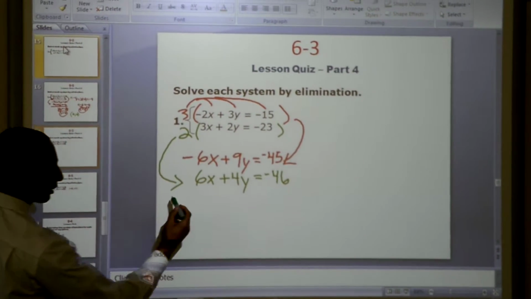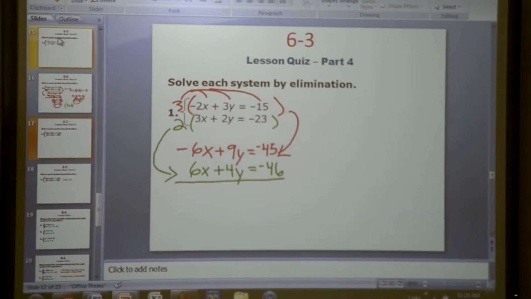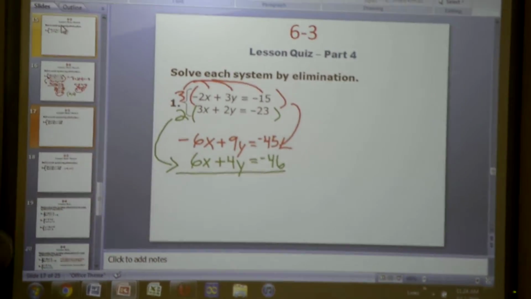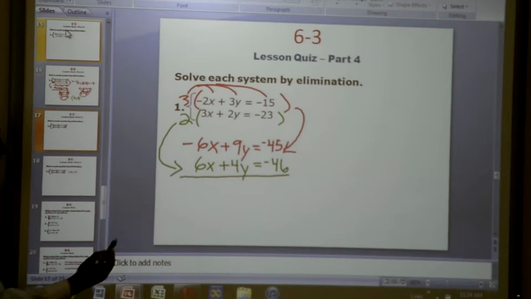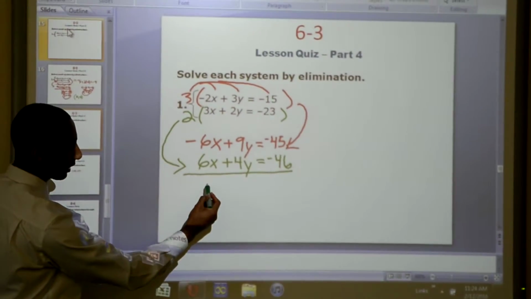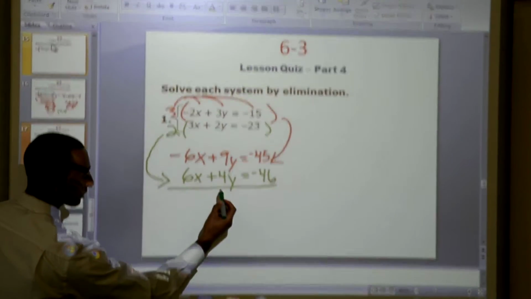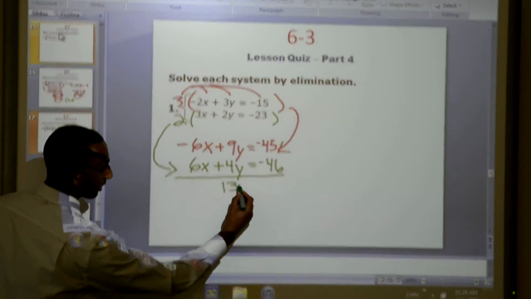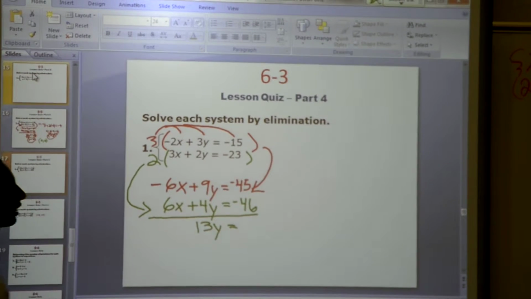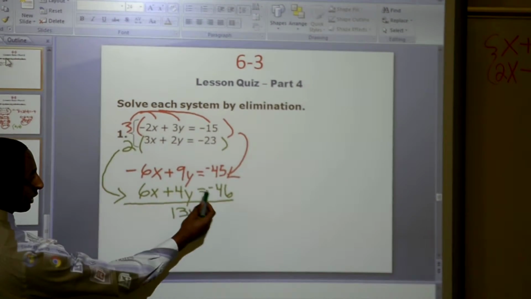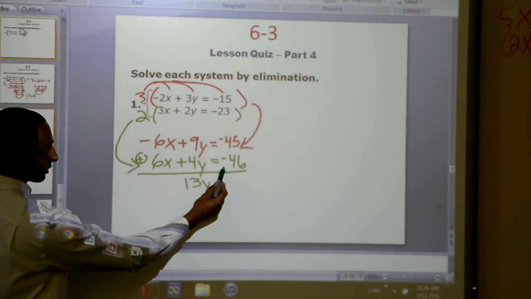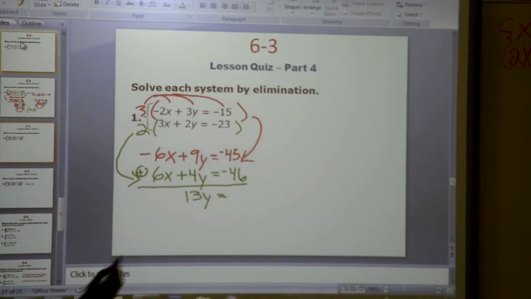Okay, so from this point forward, it's what we've been doing, not just this week, but even since chapter 2. It's just algebra. So that becomes 0. That becomes, what is 9 plus 4? It's not 14, it's 13, right? And what is negative 45 plus negative 46? Negative 91.